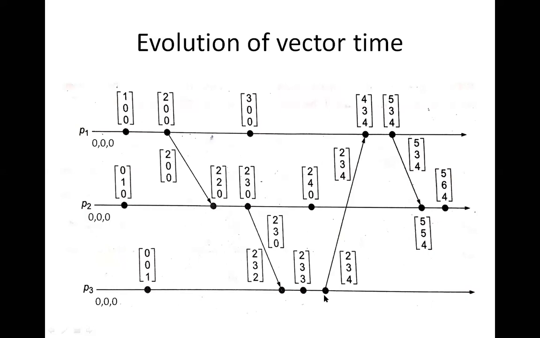Now the fourth event has occurred on the process P3, so the time stamp will become 2, 3, 4. So here it is 1, 2, 3, and it is 4. It means the fourth event has occurred in the process P3. Now this process P3, fourth event, is sending a message to the process P1. It will send this message to the process P1 with the vector time 2, 3, 4. So when it is being received, it will update its local time.